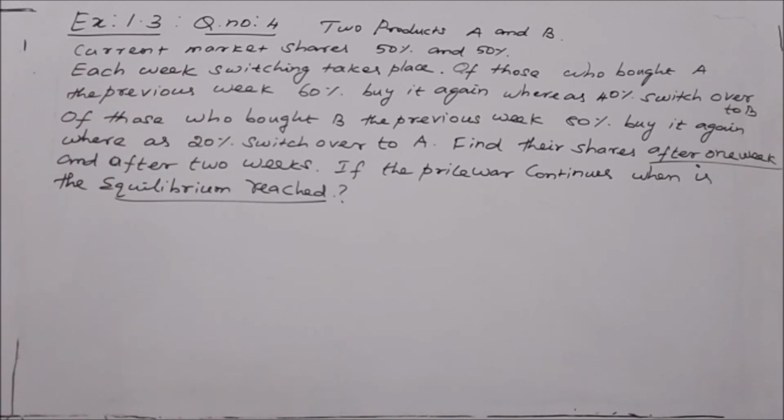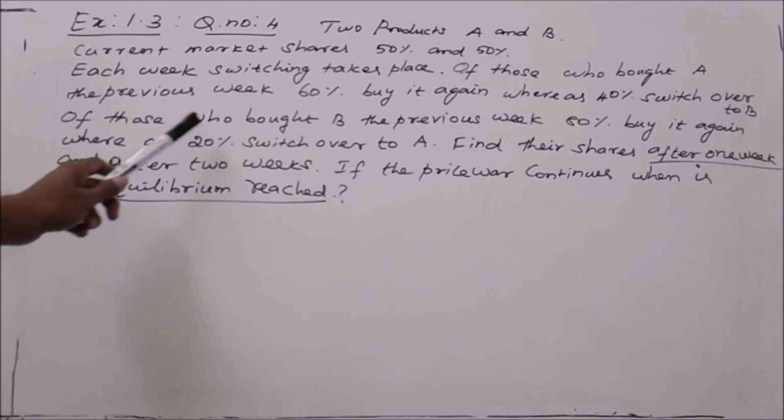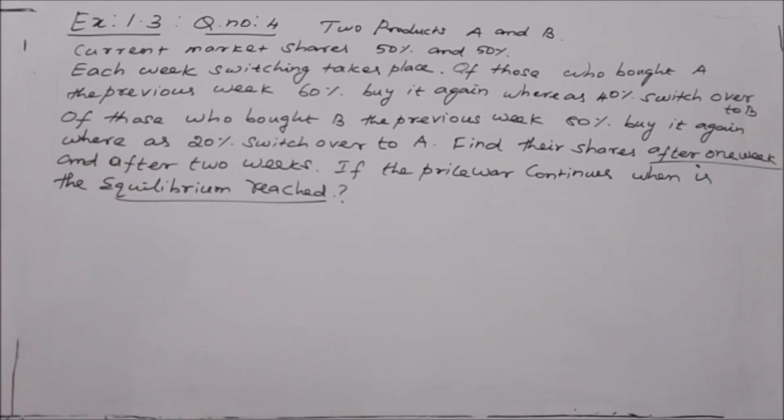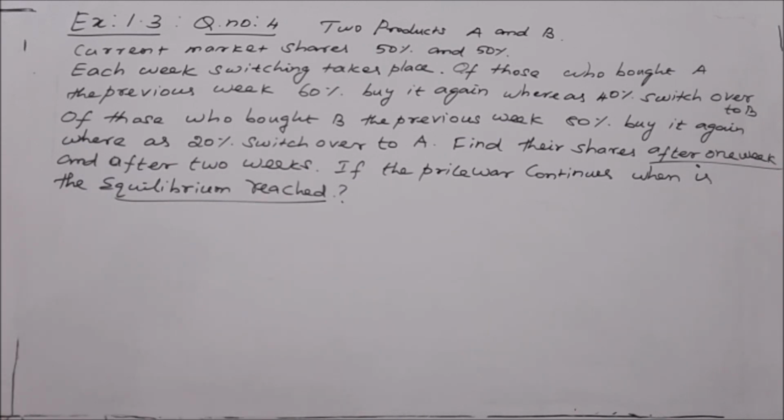the switching takes place of those who bought A the previous week. 60% buy it again, whereas 40% switch over to B. And of those who bought B the previous week, 80% buy it again, whereas 20% switch over to A. Find their shares after 1 week and after 2 weeks. If the price war continues, when is the equilibrium reached?